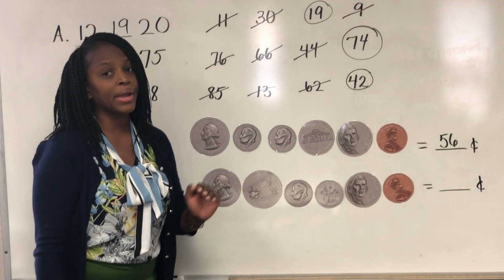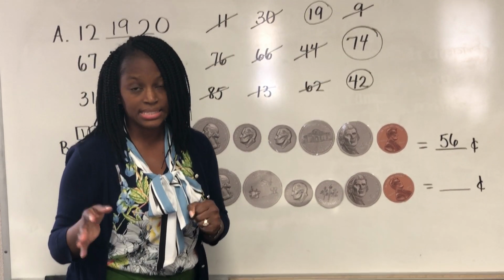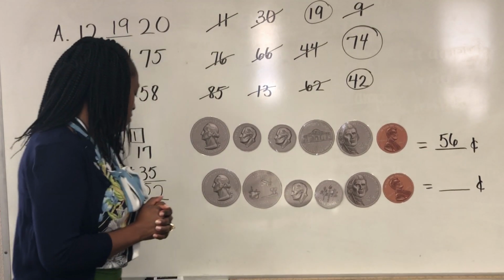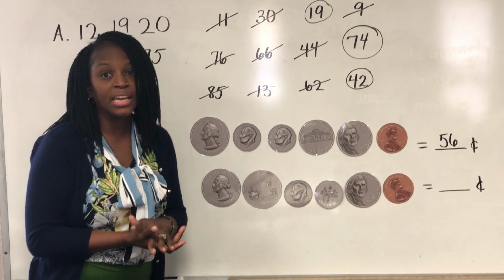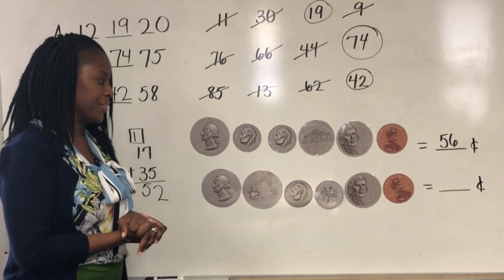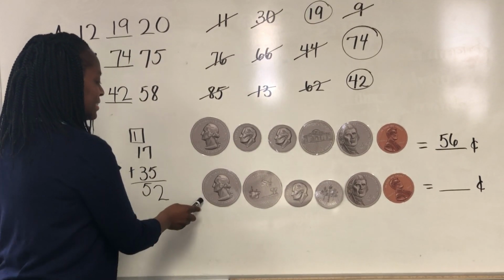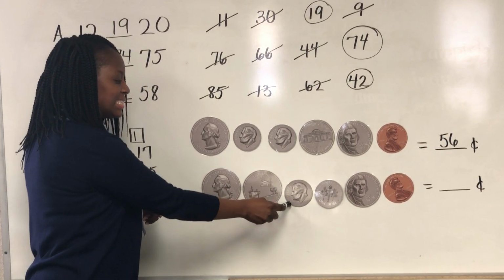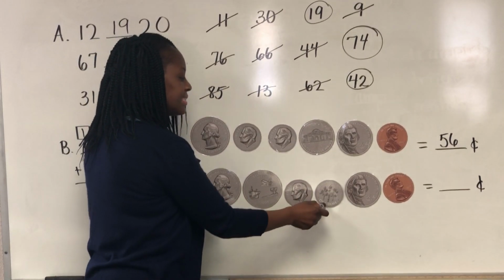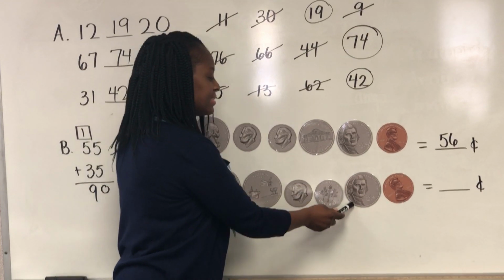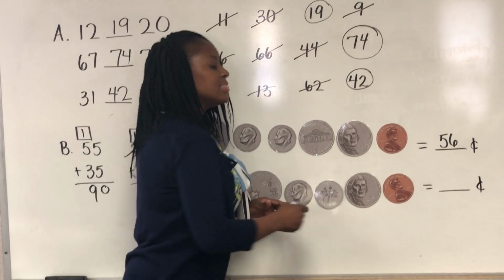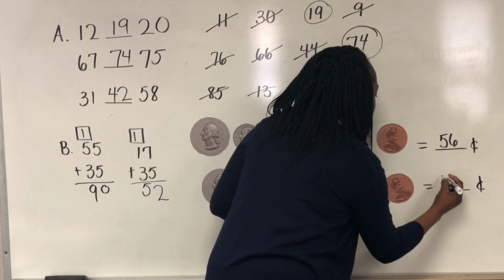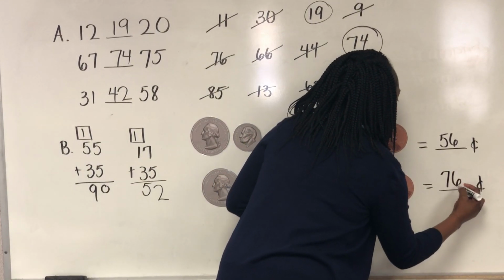So now they're in order from greatest to least. So now we can go ahead and count. Remember, you must change your counting pattern. So 25, 50, 60, 70, 75, 76. So I have a total of 76 cents.